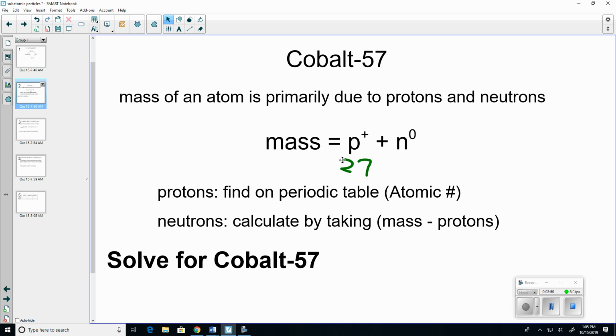If we know the mass and we know the protons, we can solve for the neutrons, which is what my last thing says here. Neutrons are calculated by taking the mass, remember this one is 57, minus the protons. So in this particular problem, for cobalt 57, how many neutrons does it have? 30.